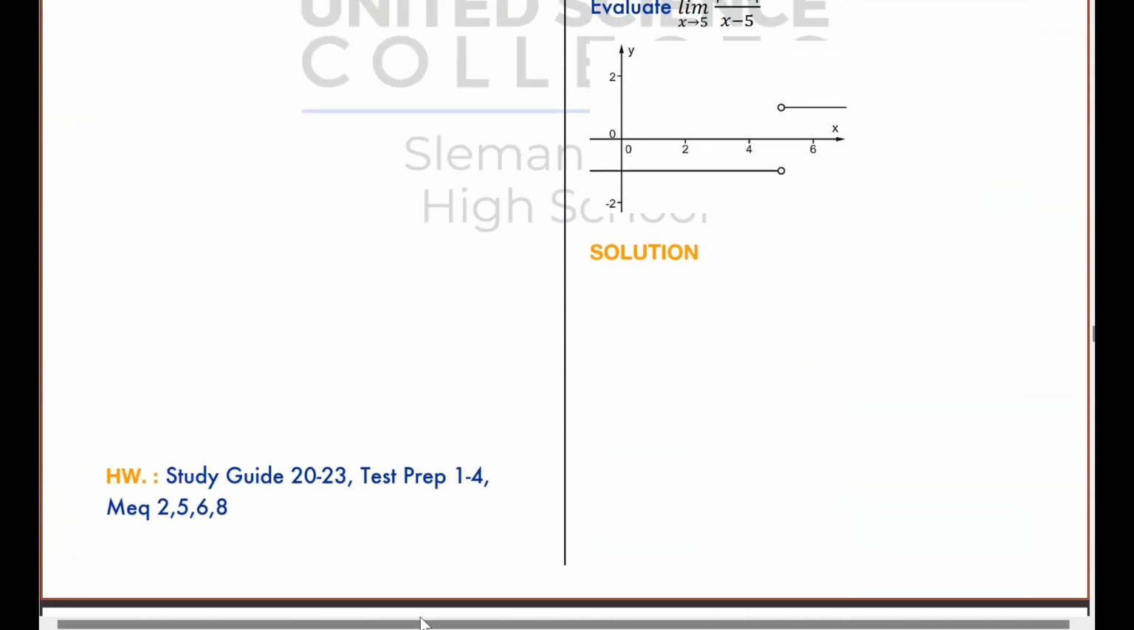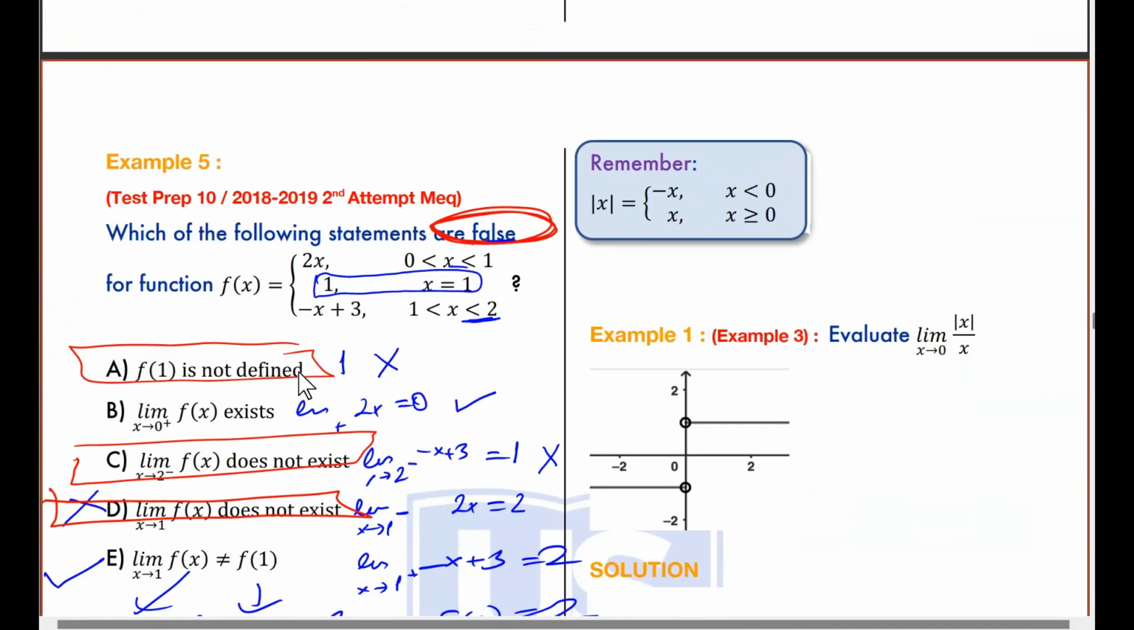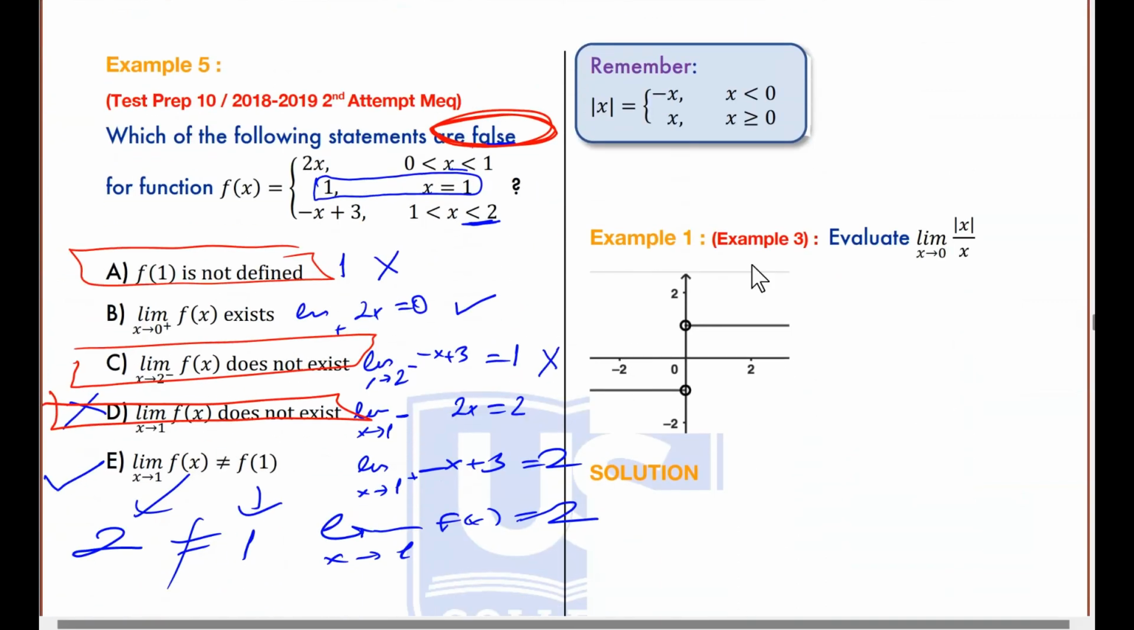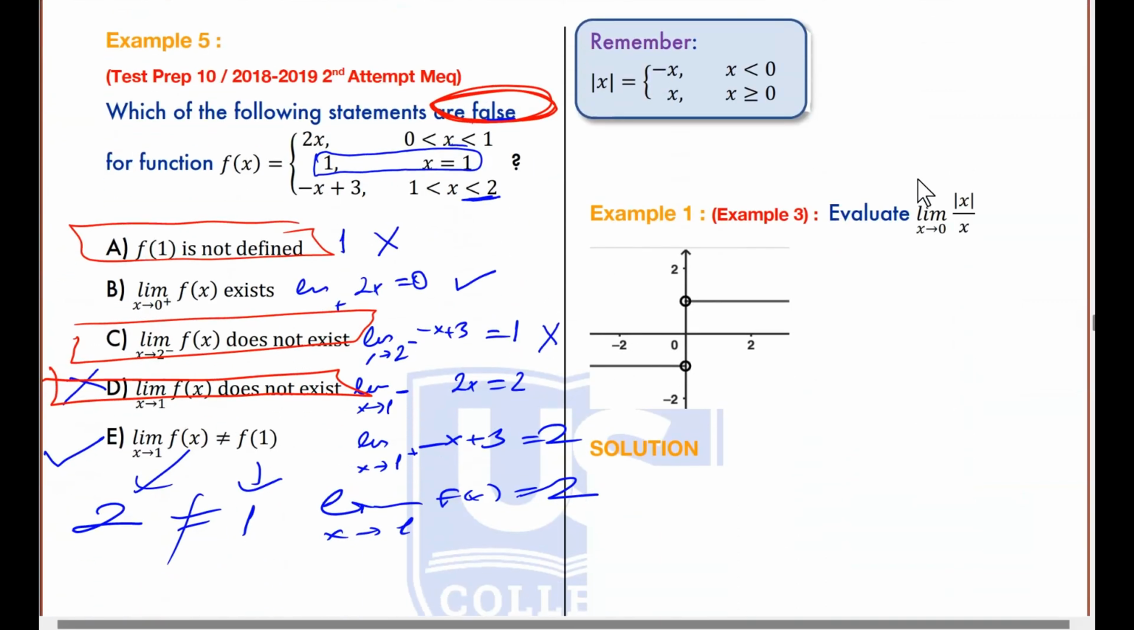So those are the related questions. Now let's continue with the last part of this topic: piecewise, writing absolute value functions as piecewise. All right, we studied this in grade 10.